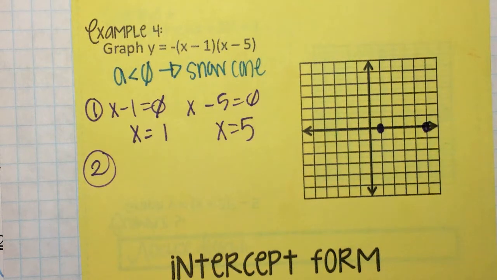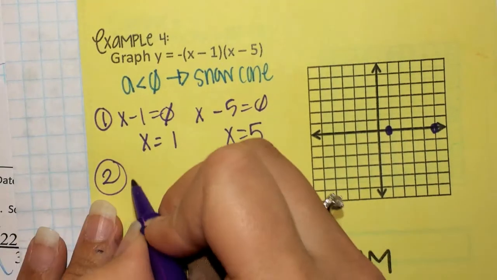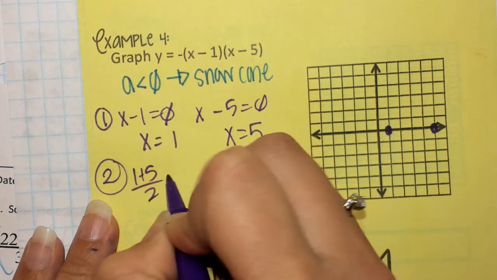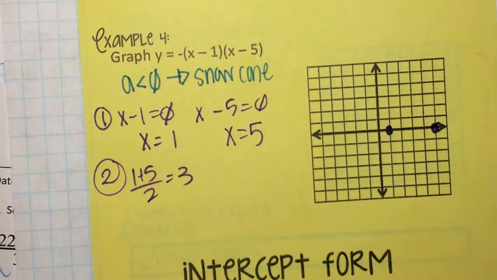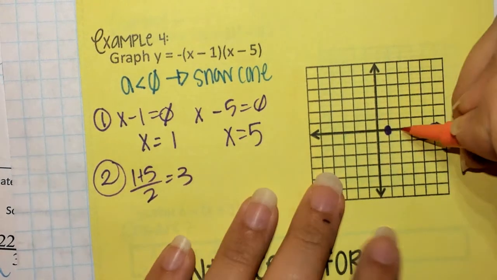How did you get your axis of symmetry? Average. You average, or you can look and see what's in the middle. So you would do 1 plus 5 and divide it by 2. What's 1 plus 5? 6. It's 3. 1 plus 5 is 6, divided by 2 is 3. 1, 2, 3.